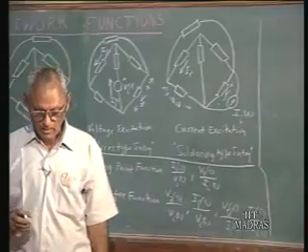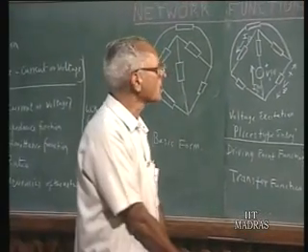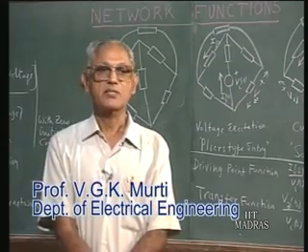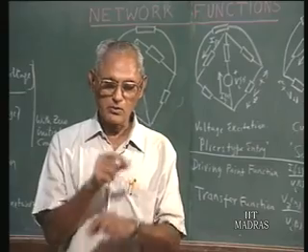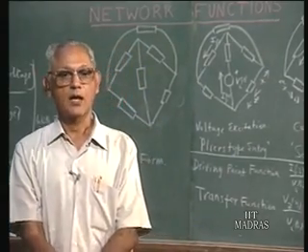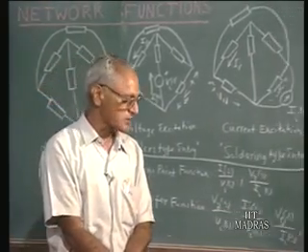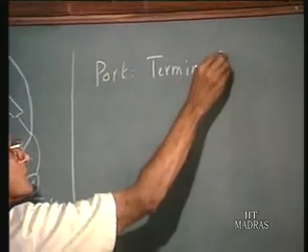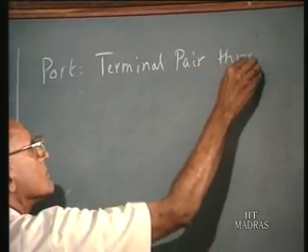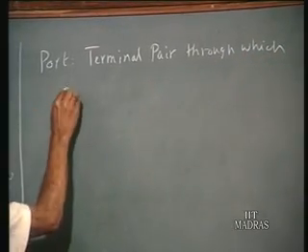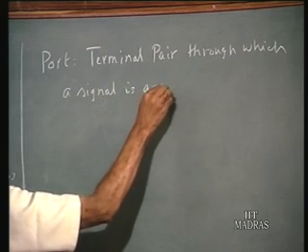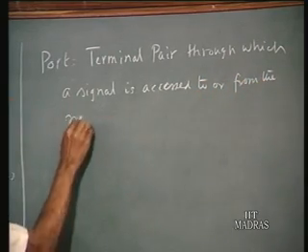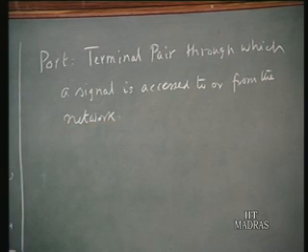Now, suppose you bring out some terminals from the network, then we introduce the concept of a port. A port is defined as a pair of terminals in a network through which a signal is either accessed to the network or from the network. That means whenever you introduce a signal into the network or take a signal out of the network, it is said to be a port. So a port is a terminal pair through which a signal is accessed to or from the network. When you want to introduce a voltage source to the network, you introduce the terminal pair, and that is called a port.